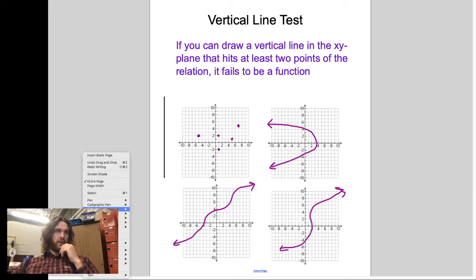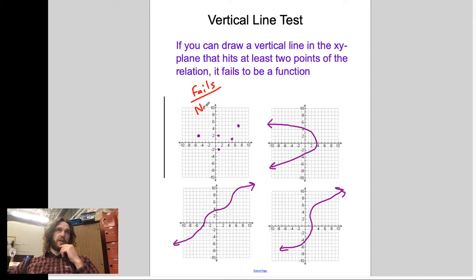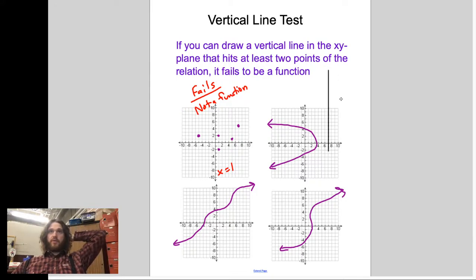So I'm going to write here in red, this fails the vertical line test. So this is not a function. Okay, it is the x value, x equals 1, that is preventing this relation from being a function. How about over here? And I'm actually going to drag this.